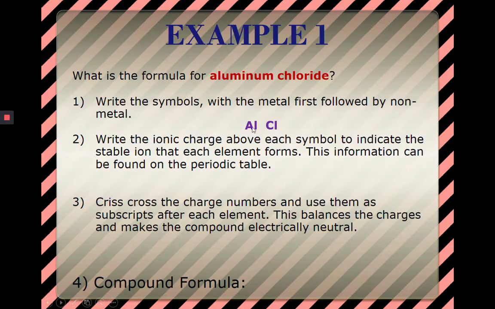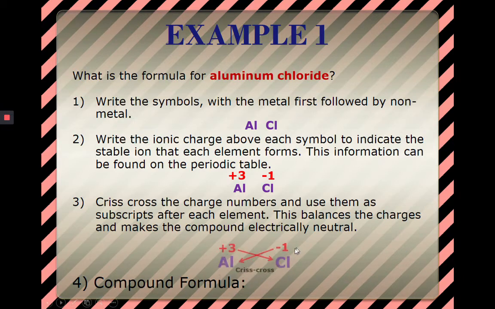For aluminium, we know aluminium is in group 13, so it has a positive 3 charge, and chlorine is in group 17, therefore the charge is negative 1. The third step is we apply the crisscross method. In this method, the numerical value of each of the ion charges is crossed over to become the subscript of the other ion.